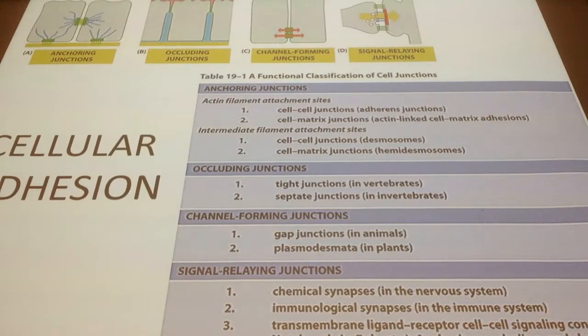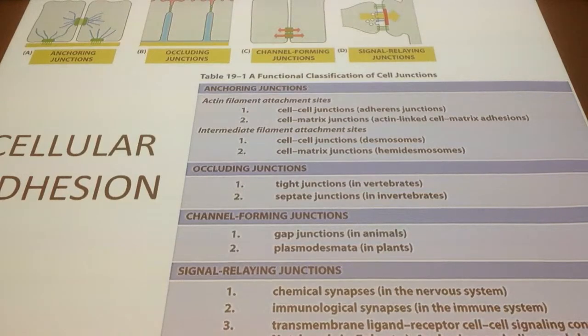We'll focus on these. What makes a junction requires what is referred to as a transmembrane adhesion protein. So all of these junctions require a transmembrane adhesion protein. All right. And so again, we're going to focus on these. For the anchoring junctions, we're going to look at cell-cell junctions versus cell matrix junctions. There are two types of cell-to-cell junctions and two types of cell-to-extracellular matrix junctions.